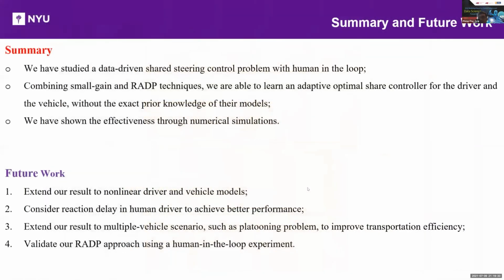All right, so I have 1 minute to conclude my talk. Let me try to summarize our research, done mainly by my students at NYU. We have proposed a data-driven shared steering control for semi-autonomous vehicles with a human in the loop. We show that we can definitely combine a system-based technique, here I use small gain for example, with a learning-based technique, here called robust adaptive dynamic programming, to design a near optimal and adaptive shared controller for vehicles.